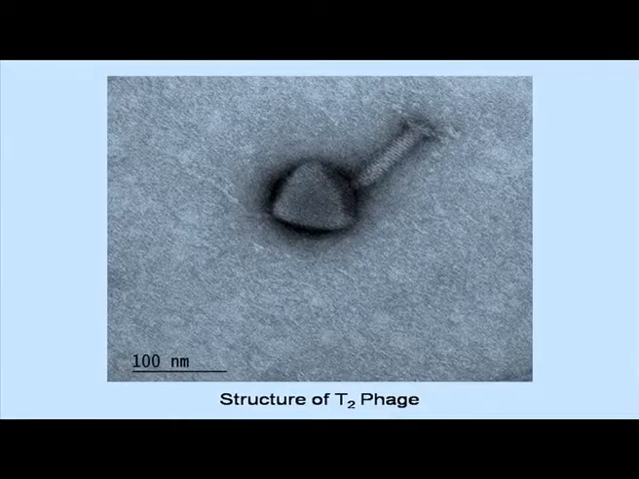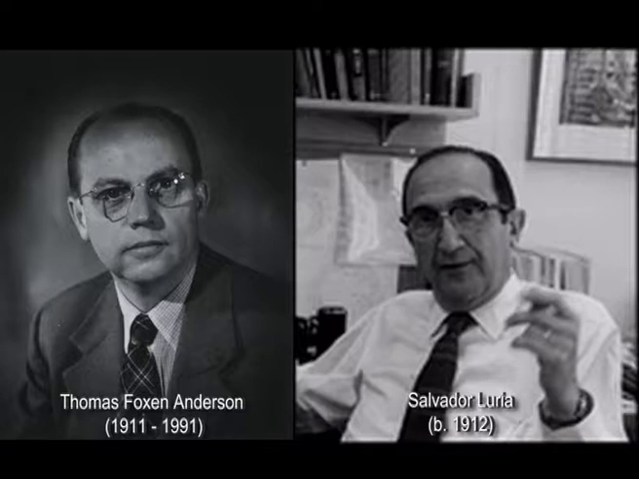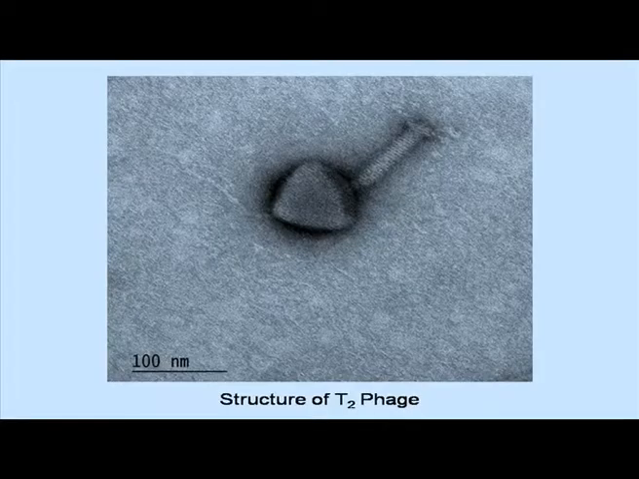Now this is a typical structure of a T2 phage, that is the bacteriophage T2. This was denoted by Anderson and Luria, and this T2 structure typically showed, you can see it is having a binal structure. This binal structure having a geometrical head and a particular helical tail. So this structure was denoted by Anderson and Luria in 1942.